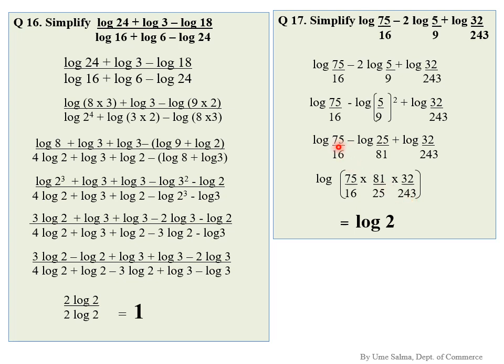So you will take 75 by 16 into, because you have taken the reciprocal, write 81 by 25 very carefully, into 32 by 243. This will have a multiplication sign as you are taking the product and not addition. So log of this product. When you solve this entire thing, you will remain with 2. So log 2. This is your simplest form. Because they have asked you to simplify this entire problem into the simplest form, this is the simplest form and you can leave the problem at this term, log 2.